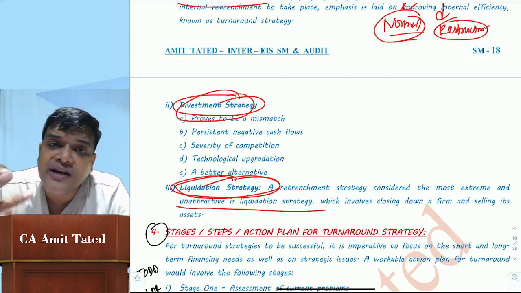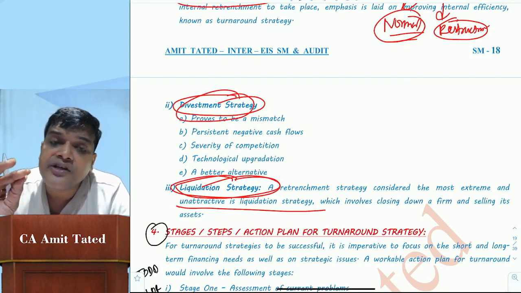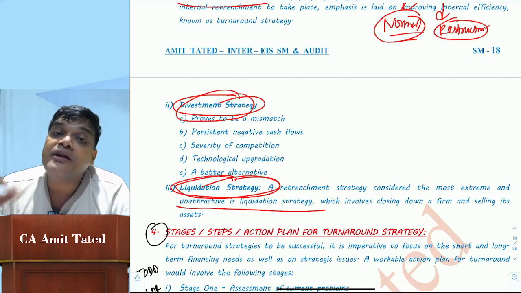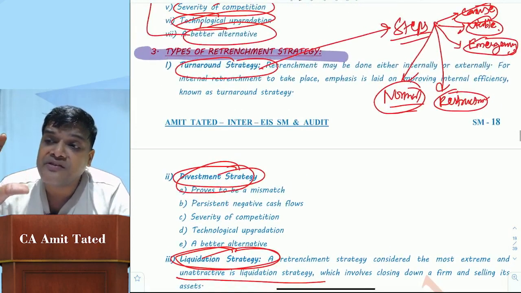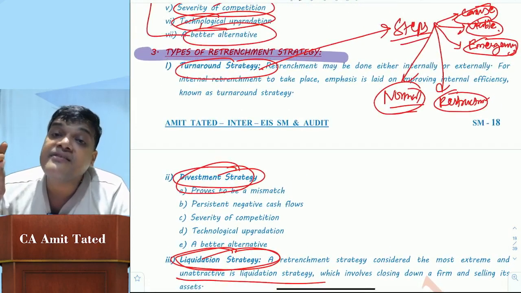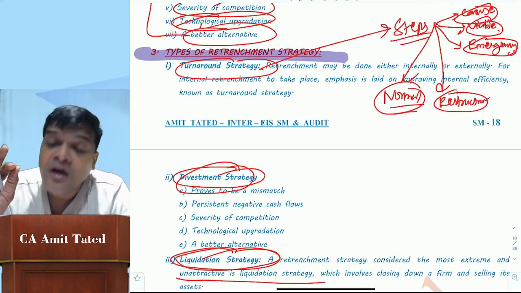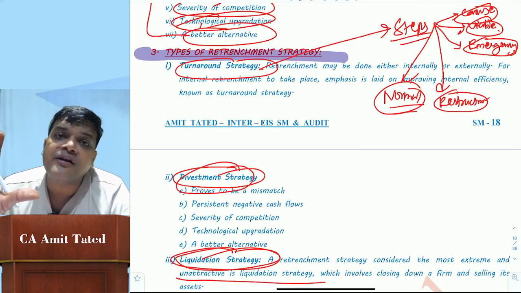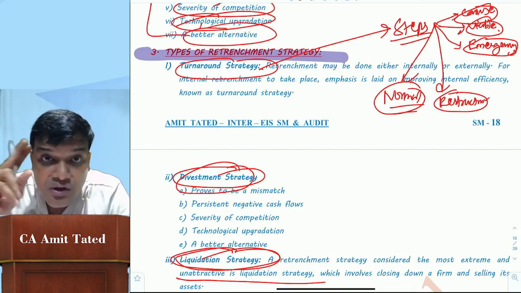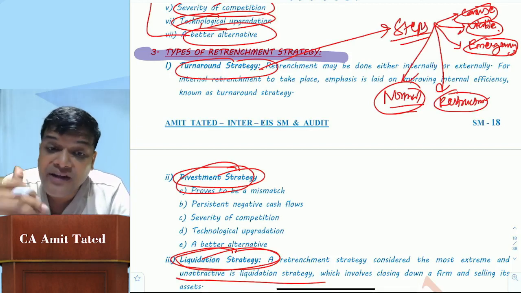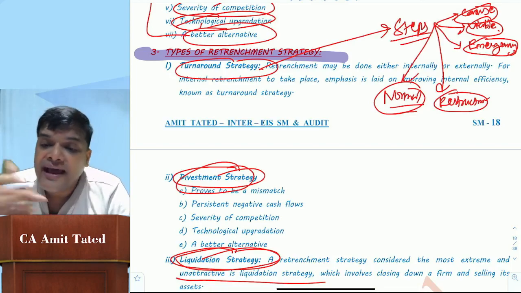How many types of retrenchment are there? 3. Turnaround, divestment, liquidation. First I will do turnaround. In turnaround, how many steps will be there? 5 steps. So in the 5 steps, what will be first? Identify the cause. Second, see viability. Third, emergency action plan. Fourth, restructuring the business. And last point, returning to the normal. Those are the 5 steps. You need to remember this one. Second point is divestment, selling of one of the units, and liquidation, you're already aware.